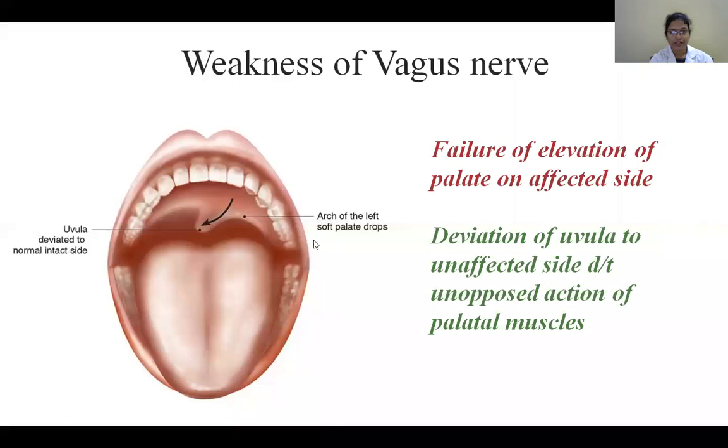So in this diagram, it is obvious that there is weakness of left vagus nerve, because of which the arch has dropped on the left side and the uvula is deviated to the right side. So remember, whenever there is vagus nerve lesion, uvula deviates to the opposite side and the arch of palate drops on the affected side.